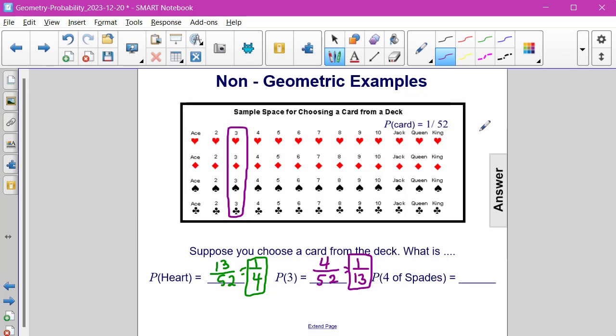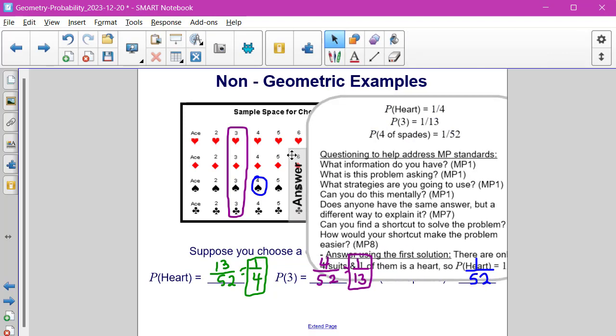And our final question is, what is the probability of drawing a 4 of spades? Well, there's only 1 4 of spades, so it's 1 out of the total number of cards in a standard deck, which is 52. And our answers definitely match what is shown.